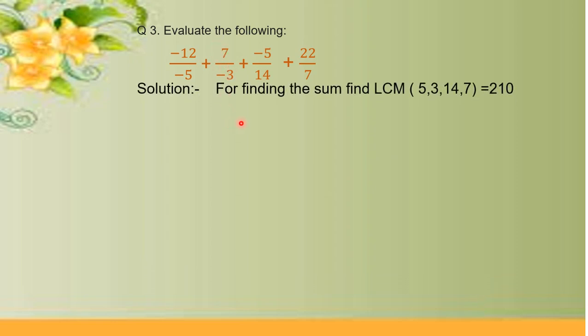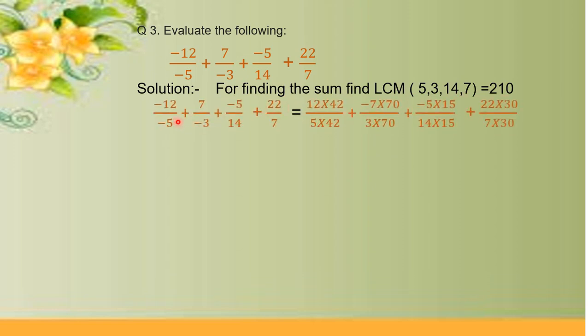So all the denominators of these rational numbers are different, so we have to make first all the denominators same by finding their LCM, and LCM is 210. Now all the rational numbers given: 12 by 5 multiplied by 42, minus 7 upon 3 multiplied by 70, minus 5 upon 14 multiplied by 15, and 22 by 7 should be multiplied by 30 to get the denominators same.